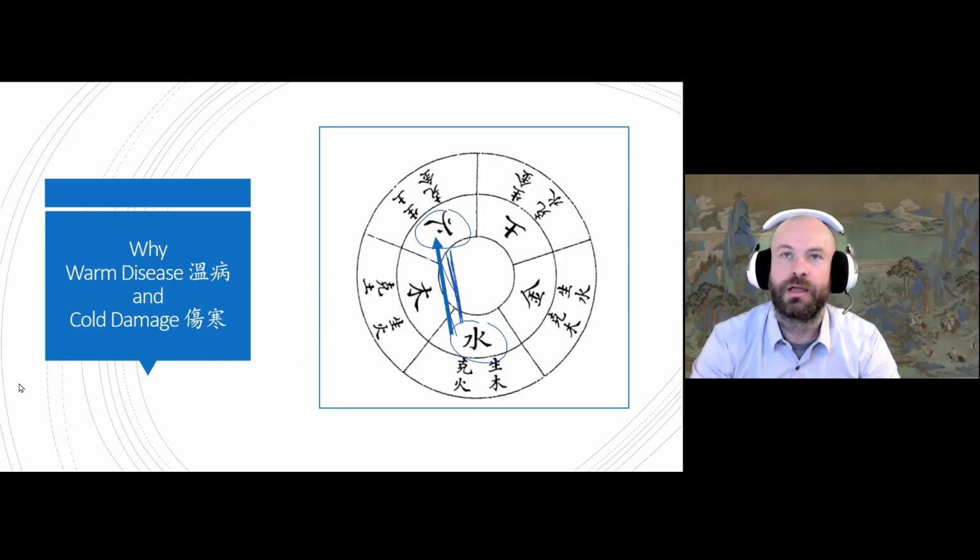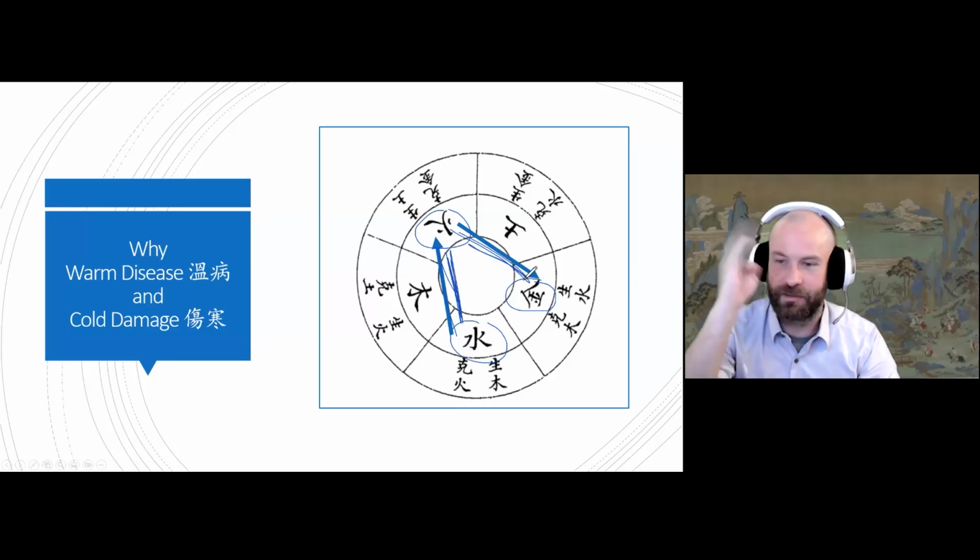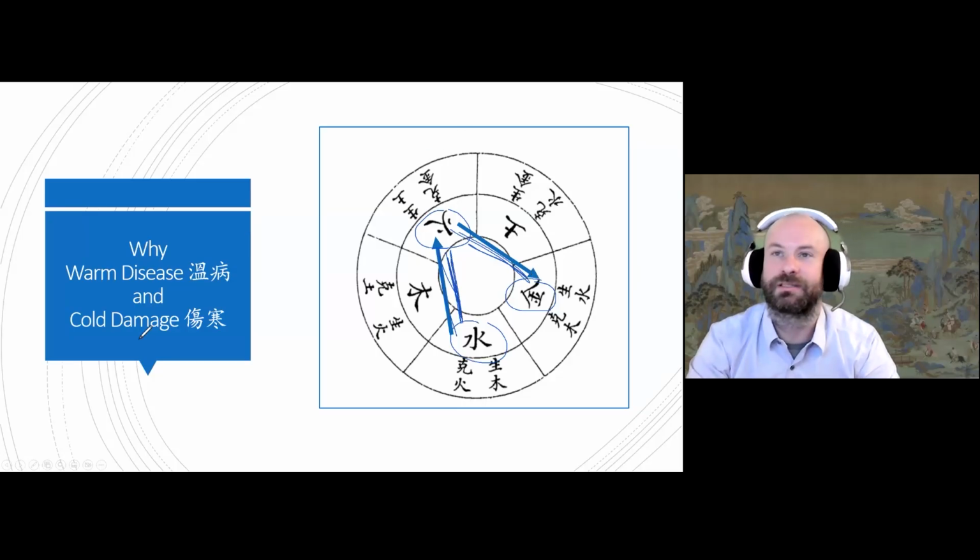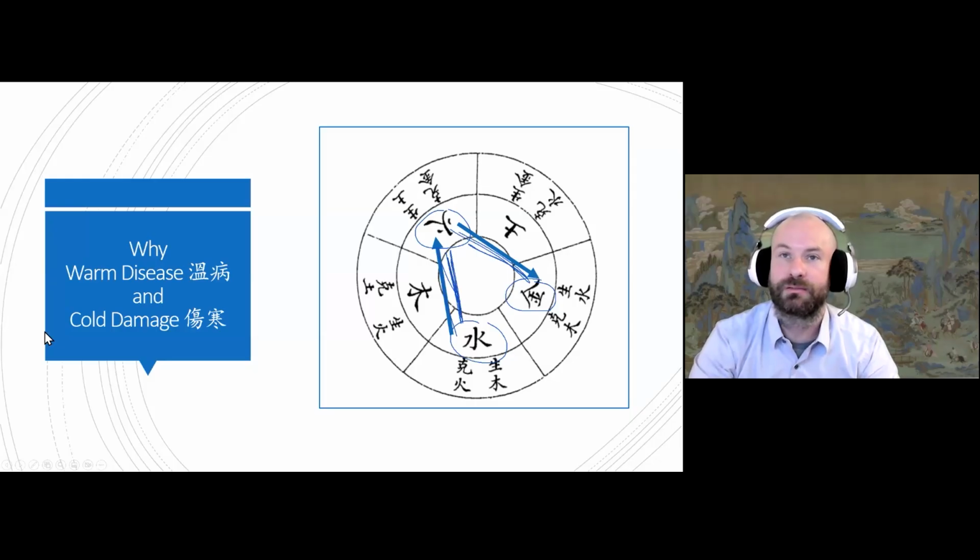Okay. And so what is then warm disease? Oh, there we go, there's the arrow. Warm disease is then fire invading metal. So really, fire is kind of at the pivot of both of these diseases, in my opinion. That's why I think they're arguably the most written about and discussed.